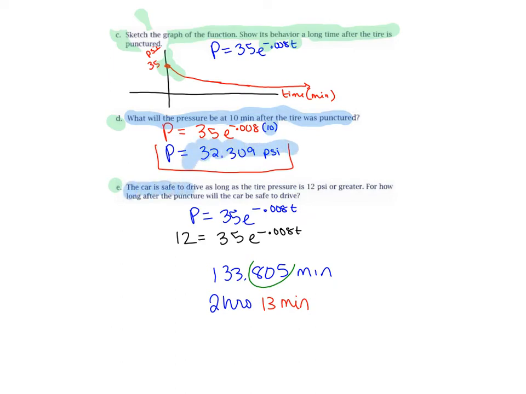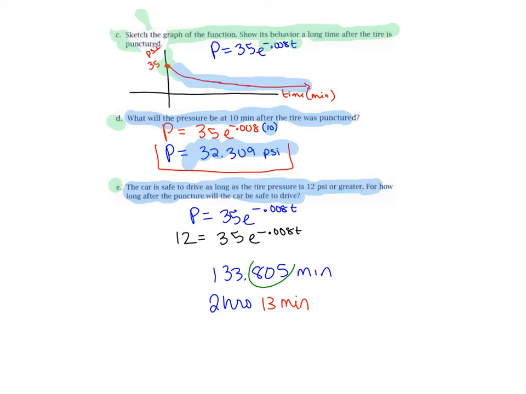The car is safe to drive as long as the tire pressure is 12 psi or greater. For how long after the puncture will the car be safe to drive? Well, does time decrease it or increase the psi? And as you see in the graph, as time progresses, psi goes down, which means that you want to solve for 12, and then the time must be less than that, if that makes sense.